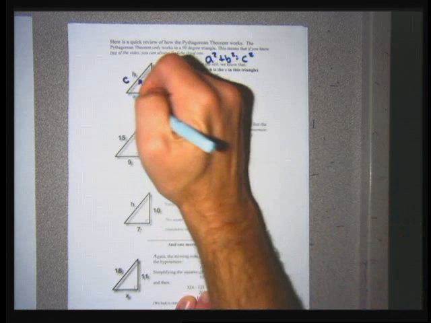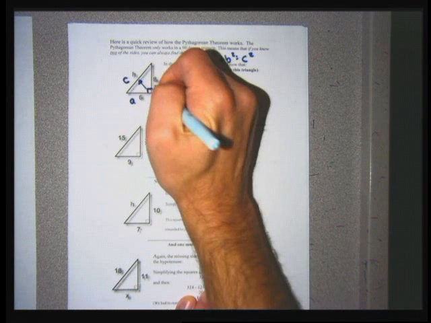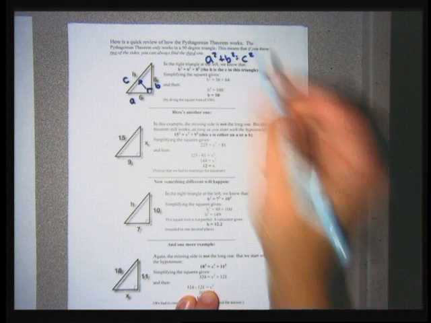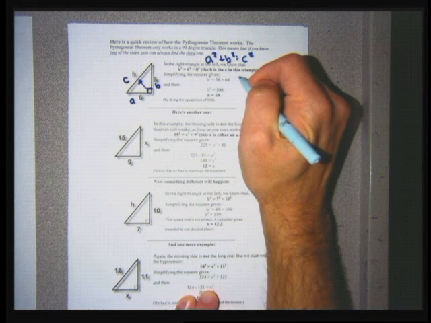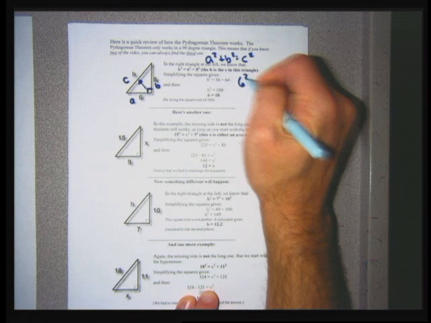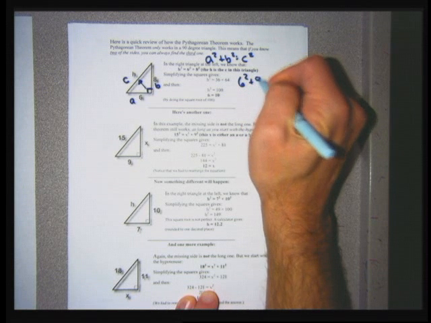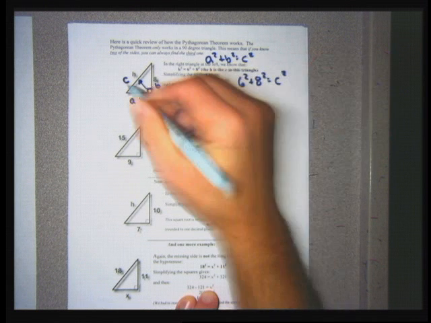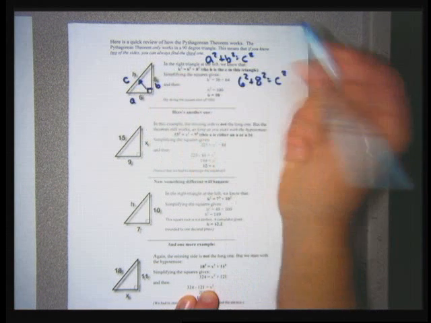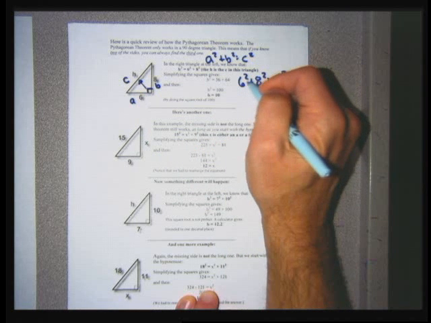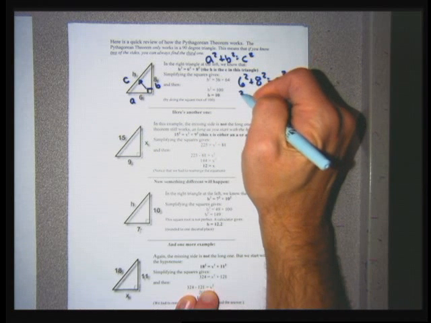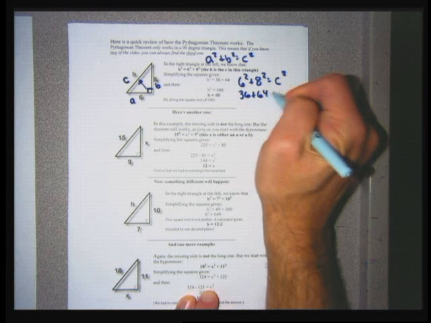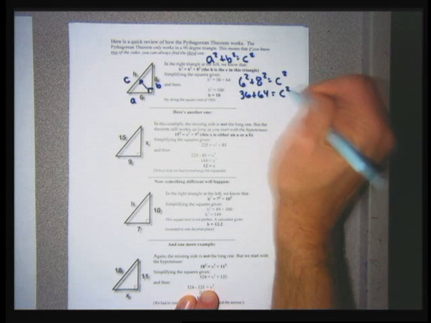I'm going to call 6, because it's shorter, the a, and 8, because it's longer, the b, but it really doesn't matter. And the Pythagorean theorem says a squared, in this case 6 squared, plus b squared, in this case 8 squared, equals c squared. In this case, I could have written h squared, but I like the c better. The squaring I could do in my head. 6 squared is 6 times 6, which is 36. 8 squared is 8 times 8, which is 64. c squared, I'm going to leave as c squared.